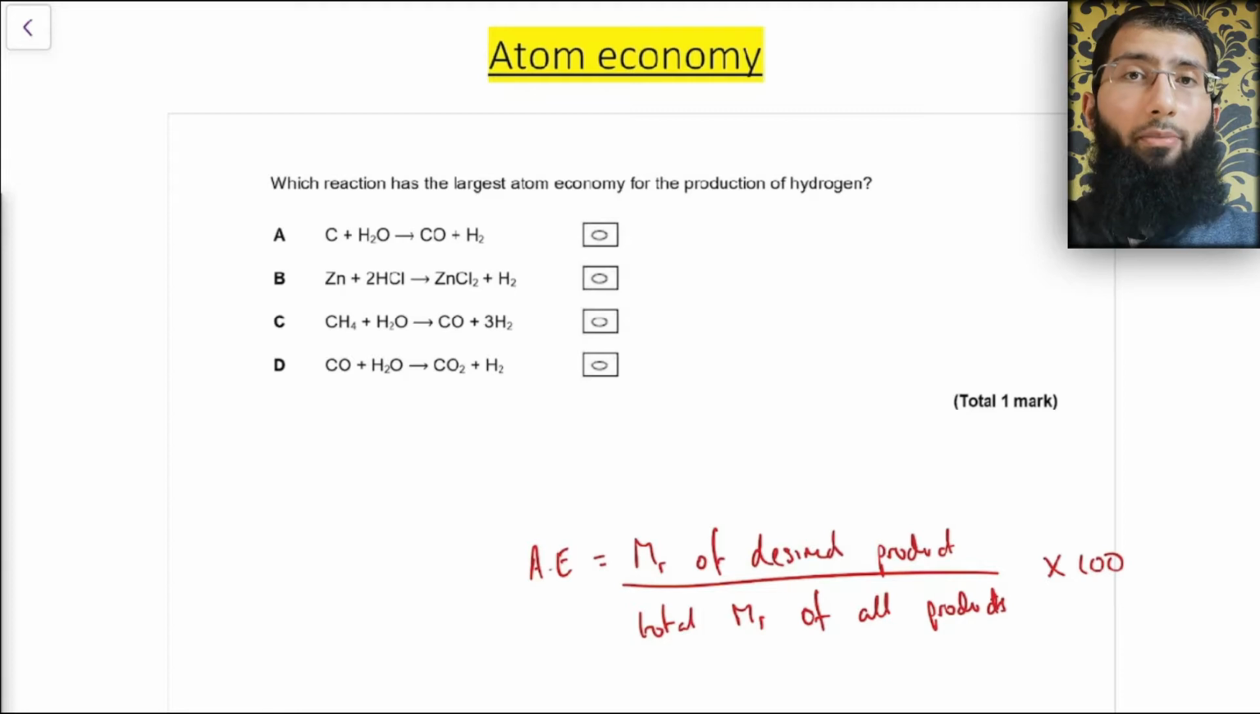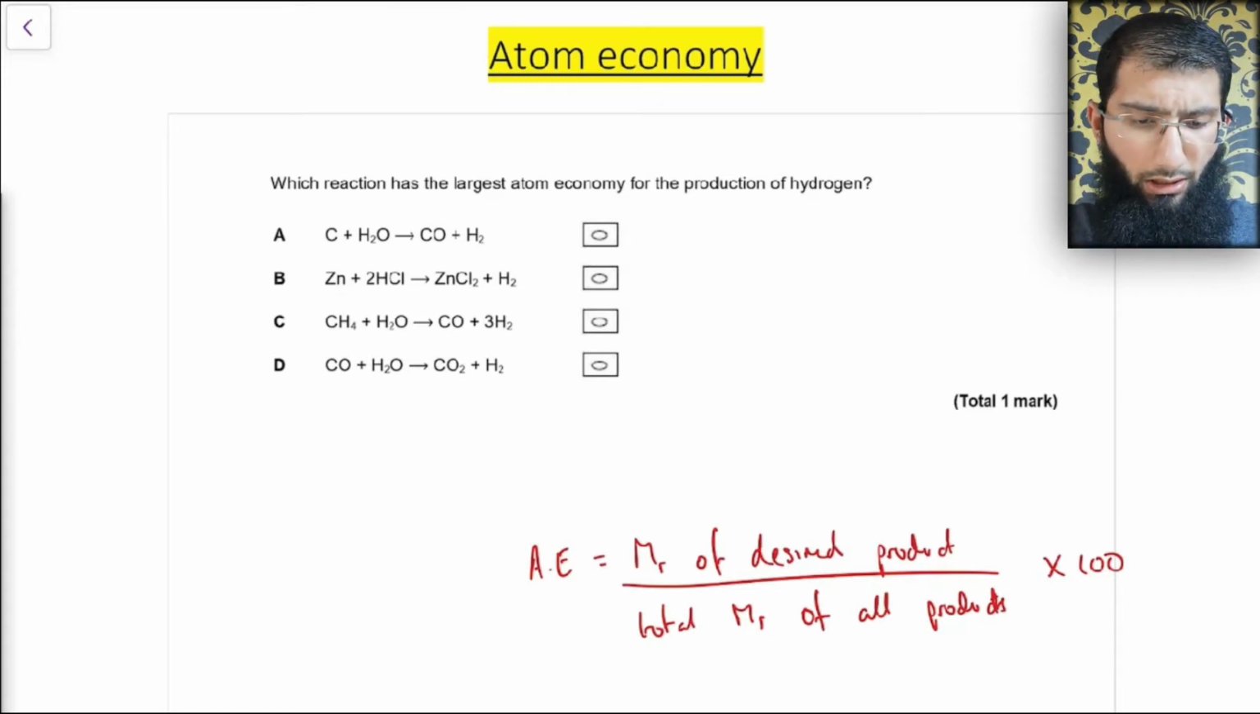Now, you may have come across a variation of this where instead of the denominator reading total MR of all the products, it says total MR of all the reactants. Frankly, it doesn't matter, because if you've got a balanced equation, the total MR of the reactants will be equal to the total MR of the products, according to the conservation of mass. Providing that your numerator remains as the MR of the desired product, you're golden. So let's have a crack at this question and see how we get along.